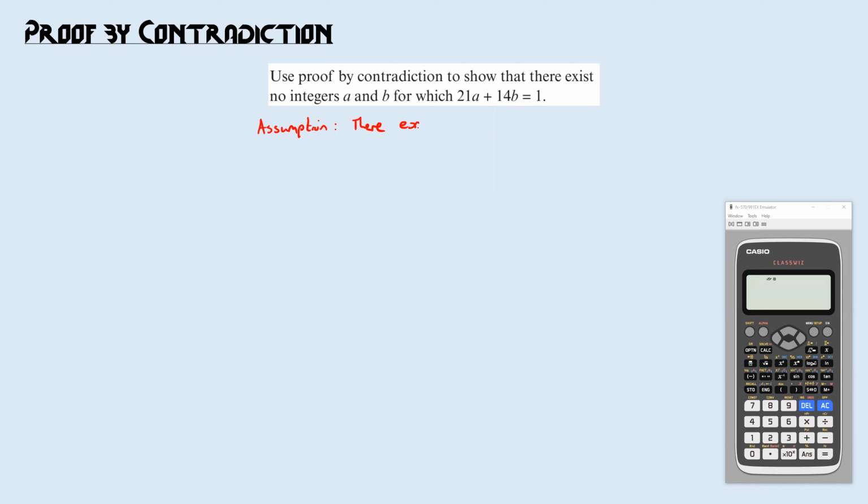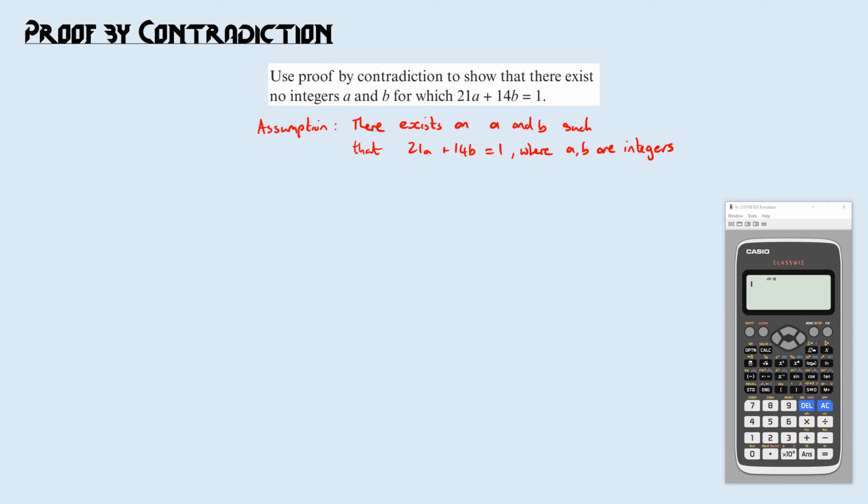So there exists an a and b such that 21a plus 14b equals 1, and a and b are integers. I'm going to make that clear here, because there probably is some a and b where this is true. There definitely is an a and b where this is true if we're not restricted, but we're talking about integers here. There exists an a and b which are integers.